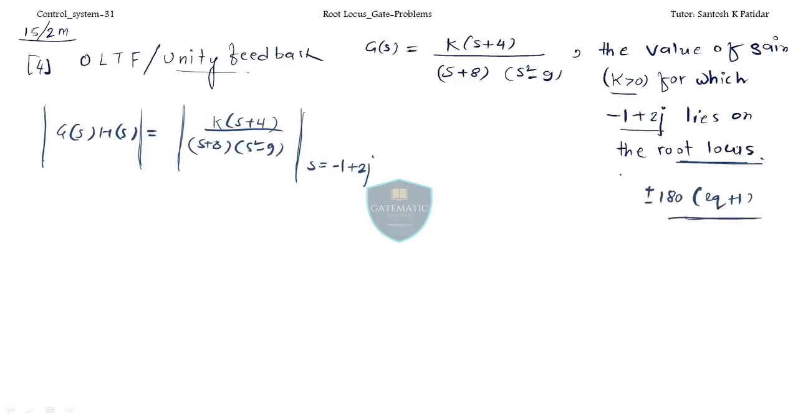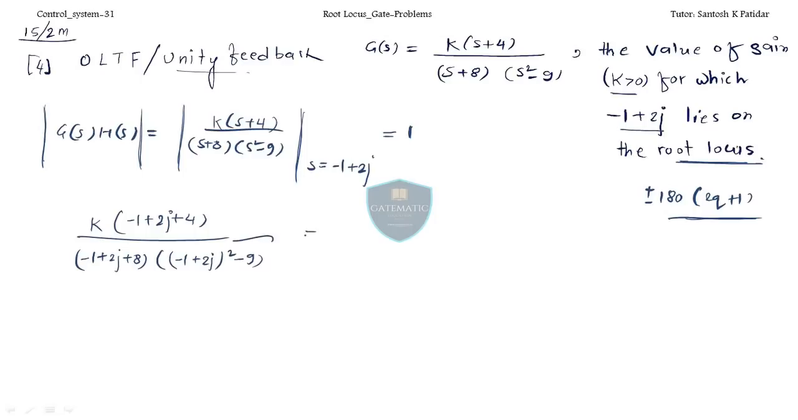So if the condition is satisfied, then the magnitude condition will also be satisfied, and the magnitude condition says the magnitude will equate to 1. Okay. Now let's put this point over here, and then I'll find out the k value. -1 plus 2j plus 4. Okay, fine. -1 plus 2j plus 8 over here. Everywhere I'm keeping this point instead of s, over here it's s square minus 9 and equal to 1.